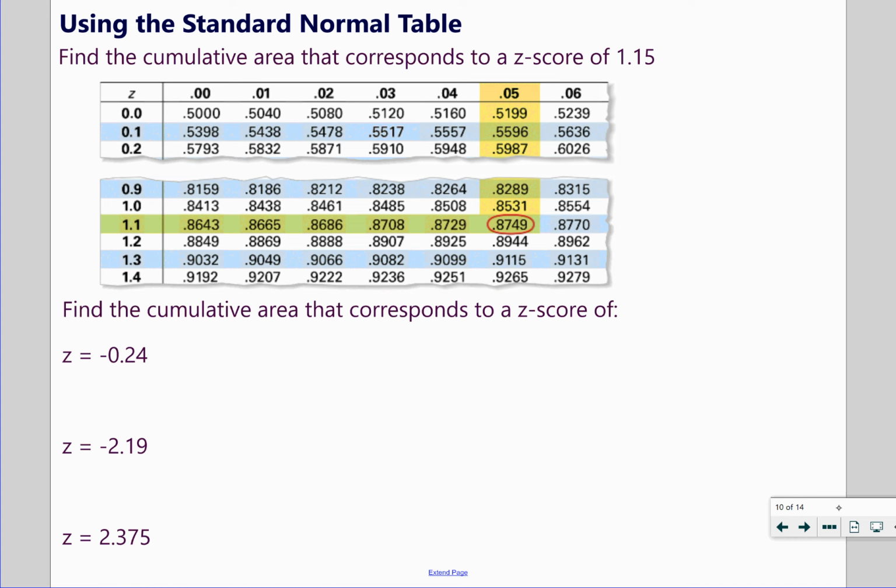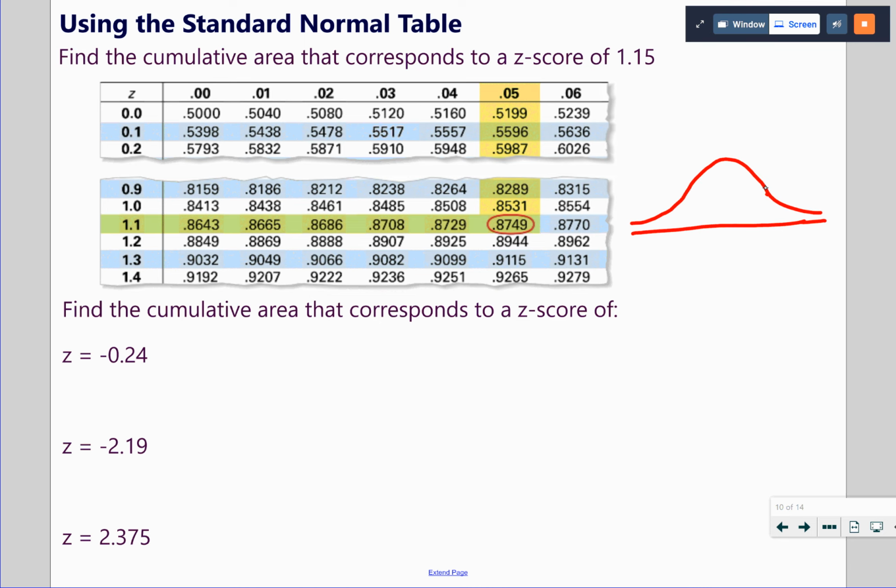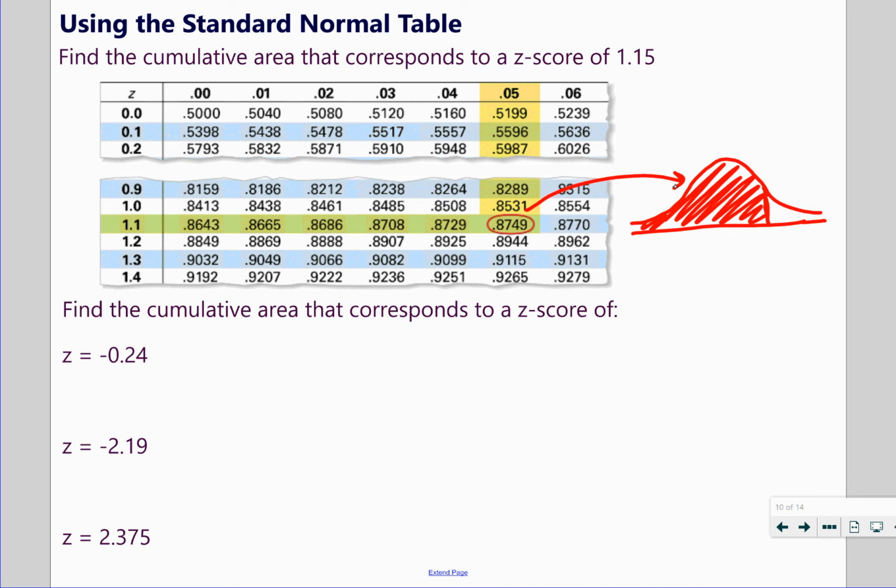So what does that number mean? If I were to sketch that, and a lot of times we see shaded curves with these type of problems. There's a normal curve. 1.15 is just a little to the right of 1 standard deviation. And that number, that 0.8749, is the area to the left of that, in that shaded region. So it's telling me about 87% of the curve is shaded to the left of 1.15. Okay? Good? Make sense? All right.